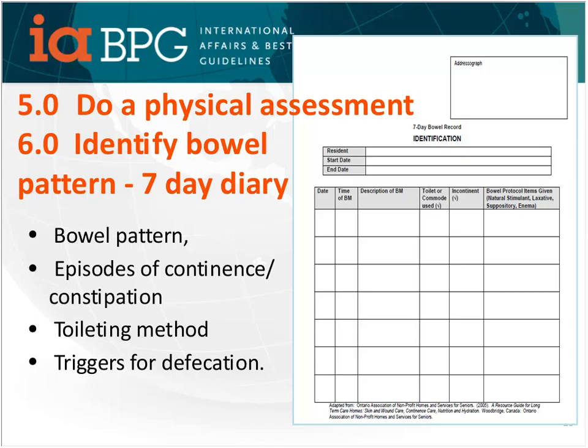You also want to look at the toileting method. How does this resident best go to the toilet, and what are the triggers? What causes that resident to have a bowel movement? A lot of long-term care homes have gone caffeine-free with coffee. So if your new resident is used to having coffee with caffeine in the morning and your home doesn't serve that, they could start to experience constipation just from that change in their diet. You also want to think of other sources of caffeine like tea, chocolate for the chocoholics in the crowd.